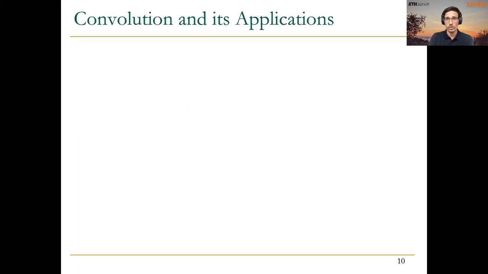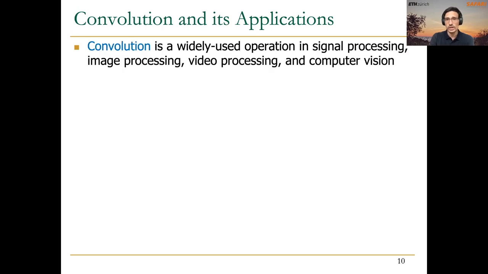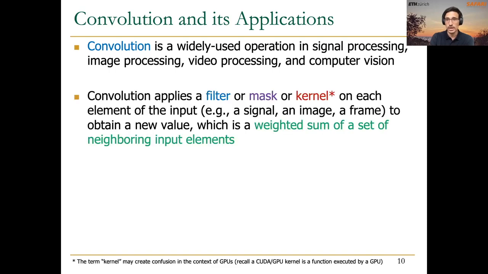Okay, let's talk about convolution. Let's start defining what is convolution and what are its applications. Convolution is a widely used operation in signal processing, image processing, video processing, and computer vision. Convolution essentially applies a filter or a mask or a kernel on each element of the input in order to obtain a new value, the corresponding element of the output, which is a weighted sum of the set of neighboring input elements.